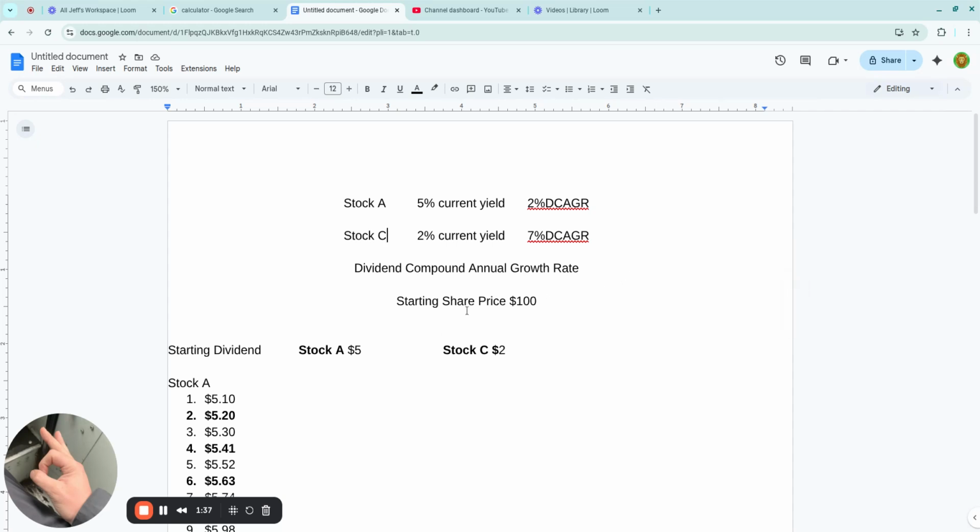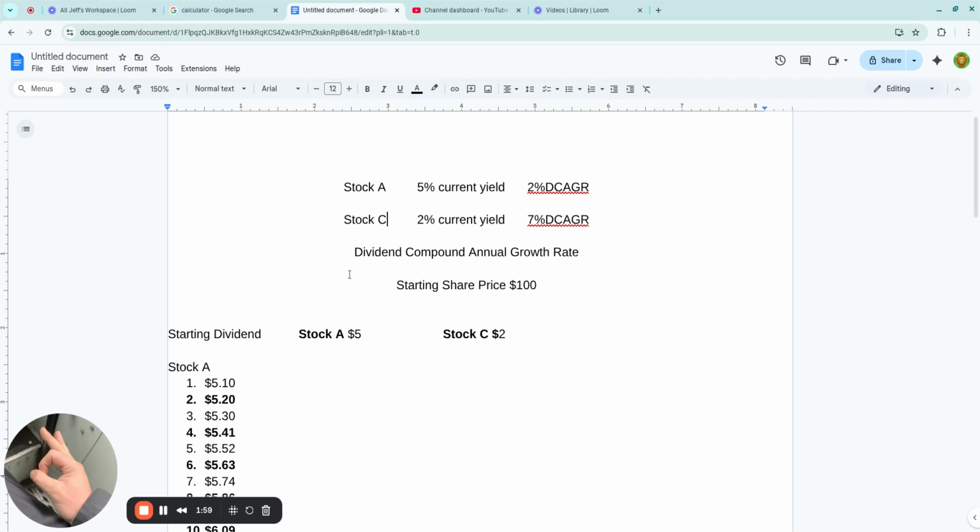We still have the starting share price of $100. But you see, I changed here. The starting dividend for A is still the $5, right? 5% of $100. But for C, now we have $2. In the last video, that was $1 for a 1% yield. Now it's $2 for a 2% yield. So very quickly, it's going to be a quick video.